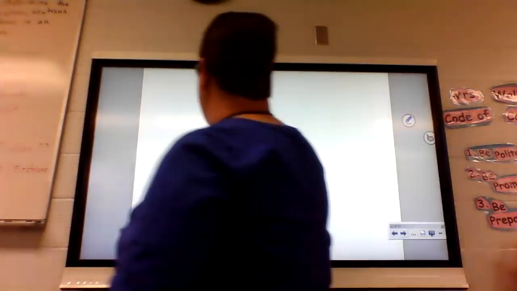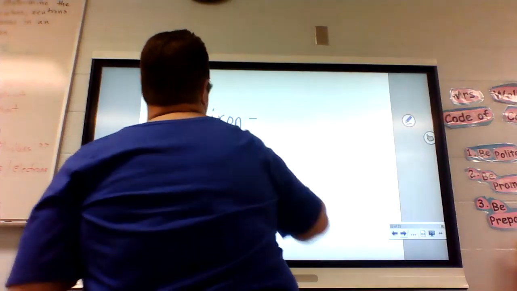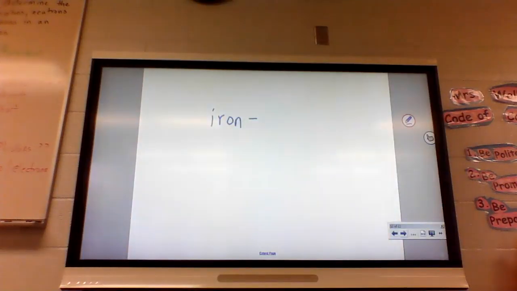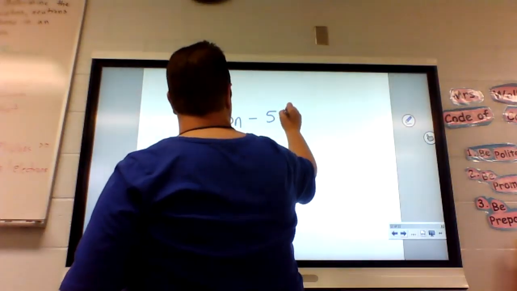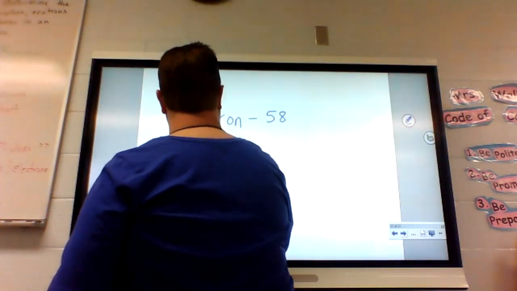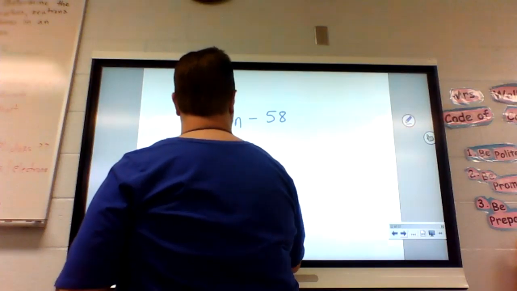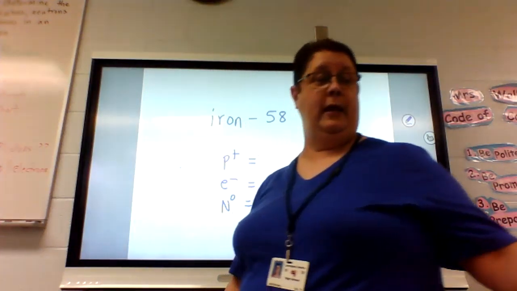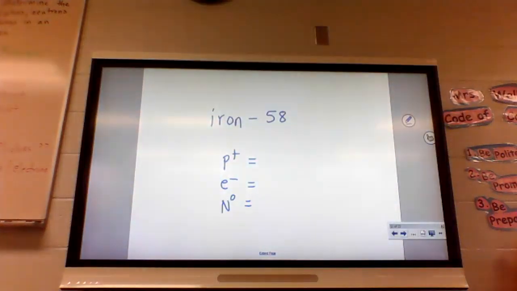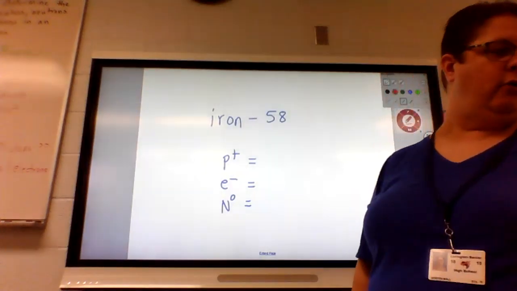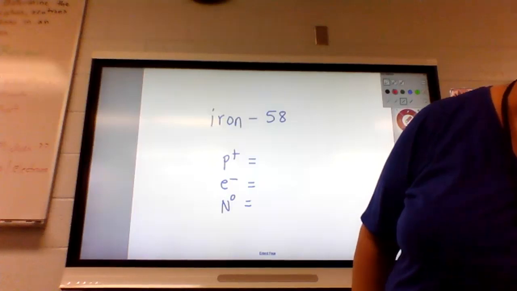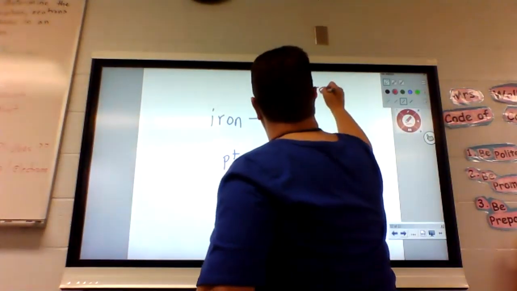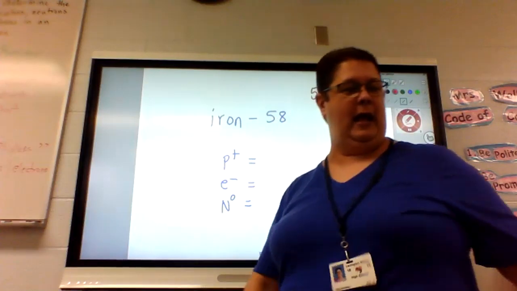Okay? So let's say that I write iron dash 58. And I want you to find protons, electrons, and neutrons. All right. And now Jaya looks at the periodic table and she's like, Miss Wall, the number on the table says what next to iron? She looks it up and she's like, it has 55.85 and it has what atomic number?